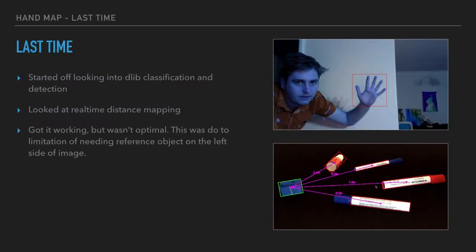To start with, I'll quickly go over what we did last time. We looked at the dlib classification and detection method, and also real-time distance mapping. We got it working, but it wasn't overly optimal, and we found that there was a limitation in which the reference object needed to be the leftmost object in a given scene.